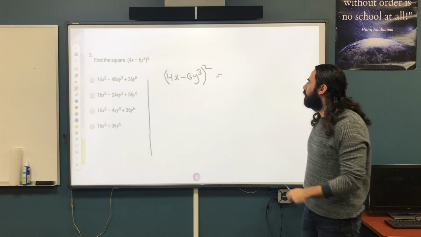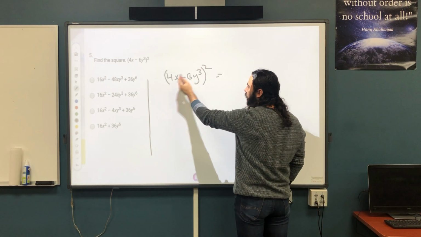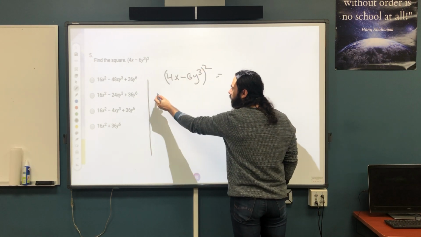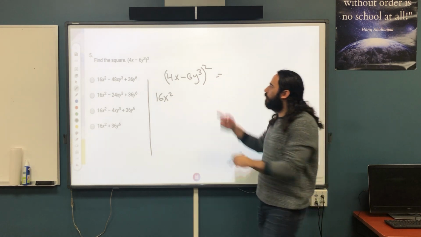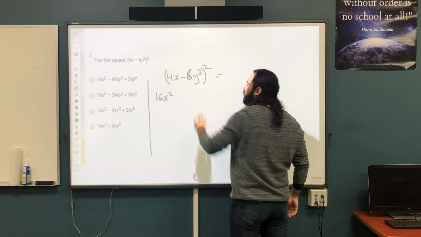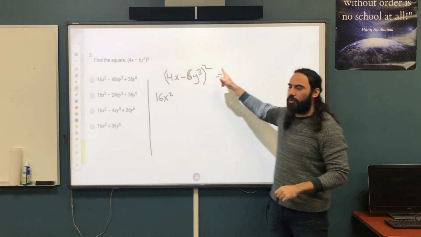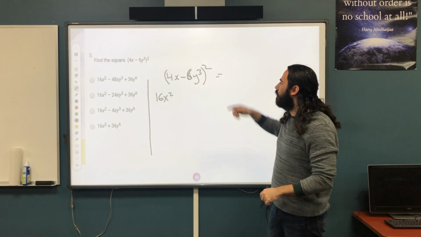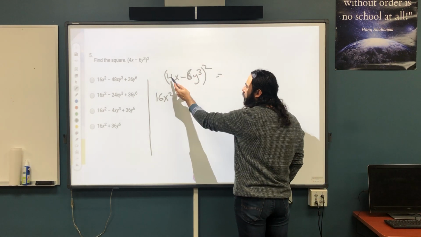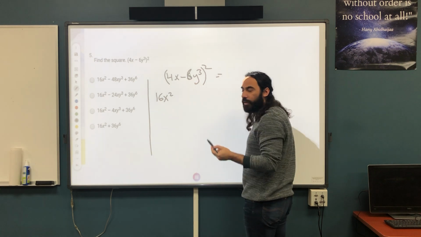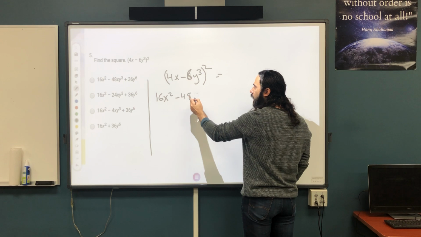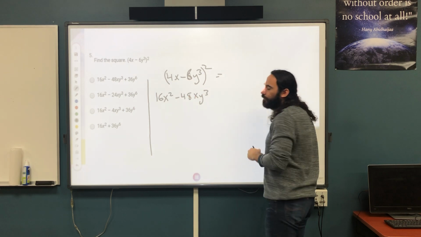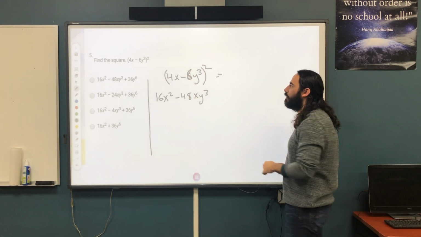I hope so. So first we square the first one, 4x squared, so it's going to be 16x squared. Then we multiply first: 2 times 4 is 8, times 6 is 48. So it's going to be minus 48xy cubed.